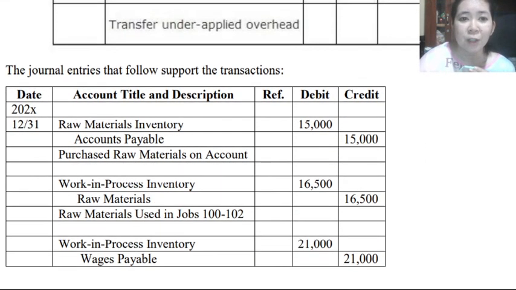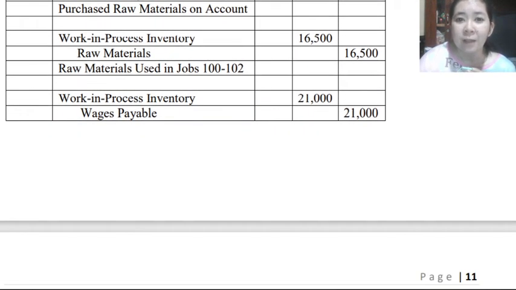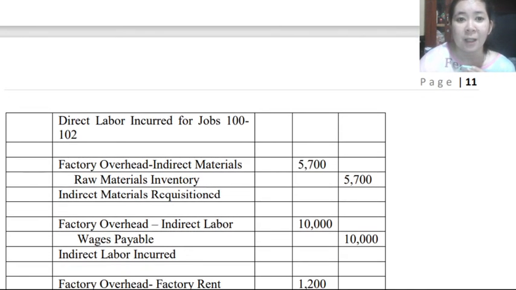So we have here the journal entries that support our transactions above. Materials inventory: this is the purchase of raw materials. So debit raw materials, credit accounts payable. Transferring of raw materials to work in process for jobs: we will debit work in process inventory, credit raw materials. And for our direct labor, we will transfer it to our work in process inventory, so we will debit work in process and credit wages payable.